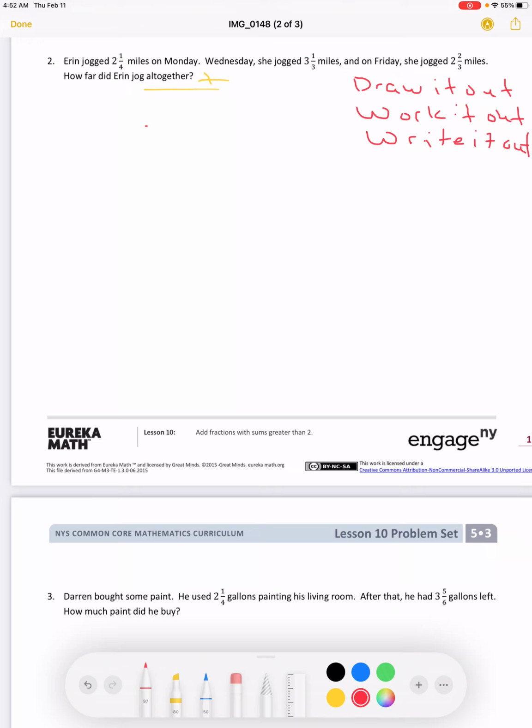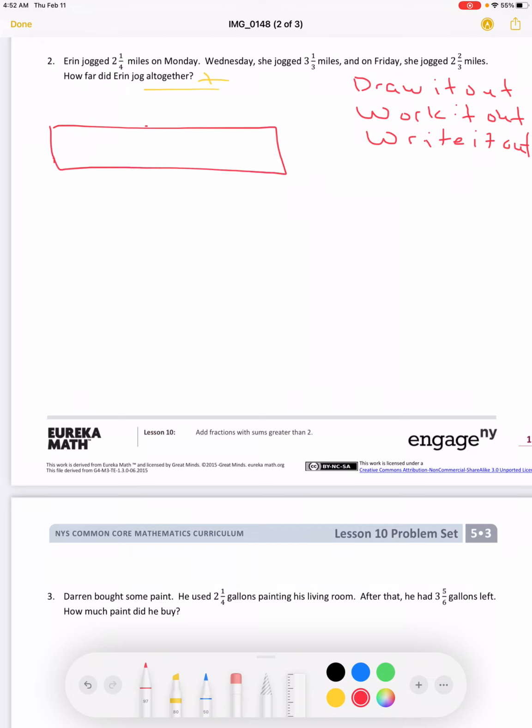Okay, so you know how to area model, draw your area models out. You know how to do your standard algorithm, and then you also have your answer sentence. So let's get ready to draw it out, work it out, and write it out. If we're going to draw it out, we should use a tape diagram here.